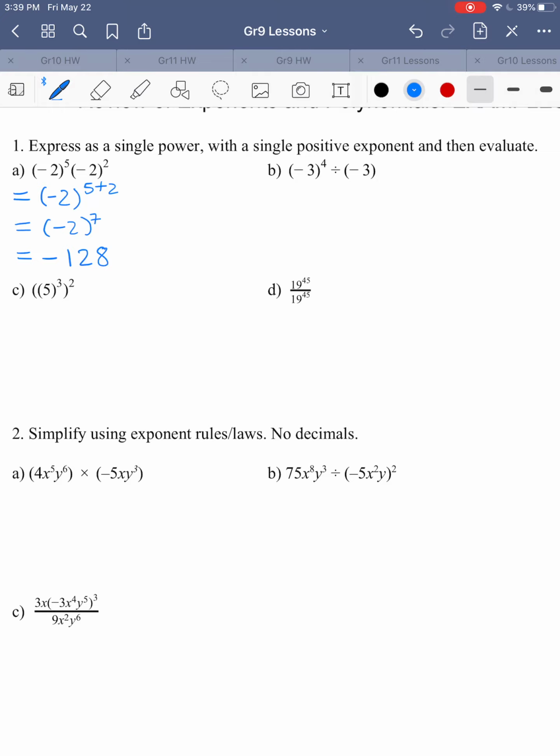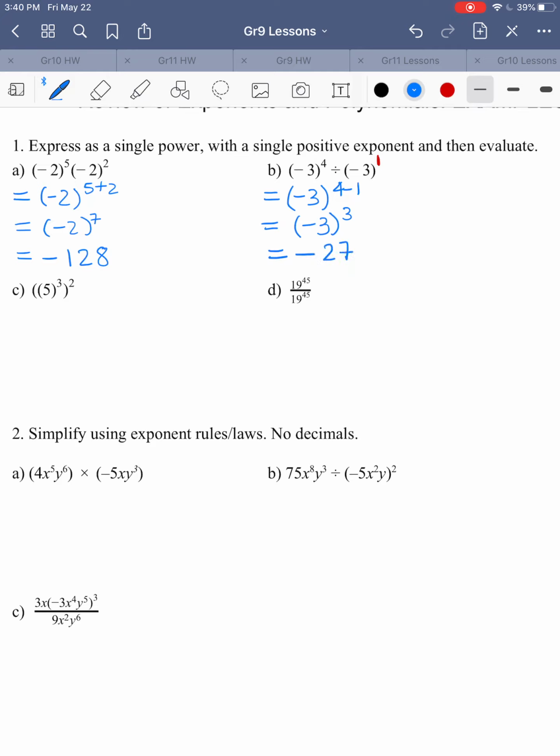Let's go to 1b. We have negative 3 to the power of 4 divided by negative 3. Now notice that second negative 3 does not have an exponent on it. That does not mean that our exponent is 0. It means that our exponent is 1. So I'm going to write that in there for now. Whenever you don't see an exponent there, it's a 1. When we are dividing, we want to subtract our exponents. So we end up with negative 3 to the power of 4 minus 1. That gives us negative 3 to the power of 3. So we're expressing as a single power with a single positive exponent. And now we're going to evaluate. That gives us negative 27.